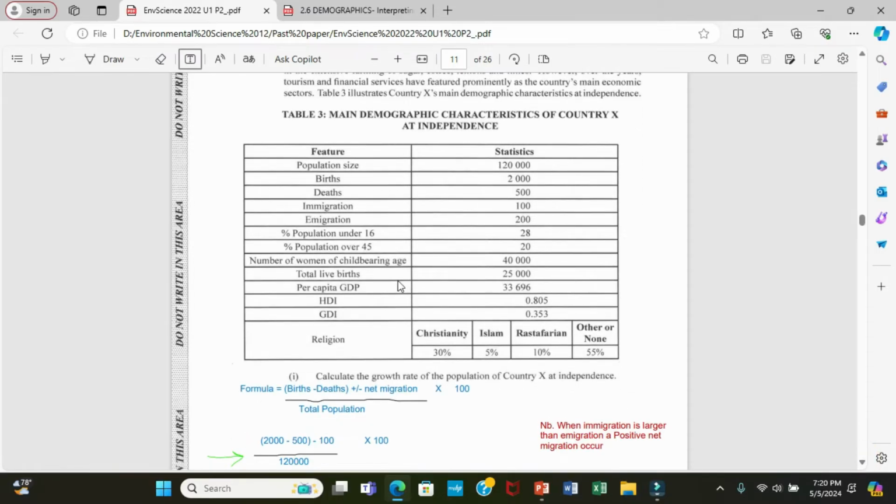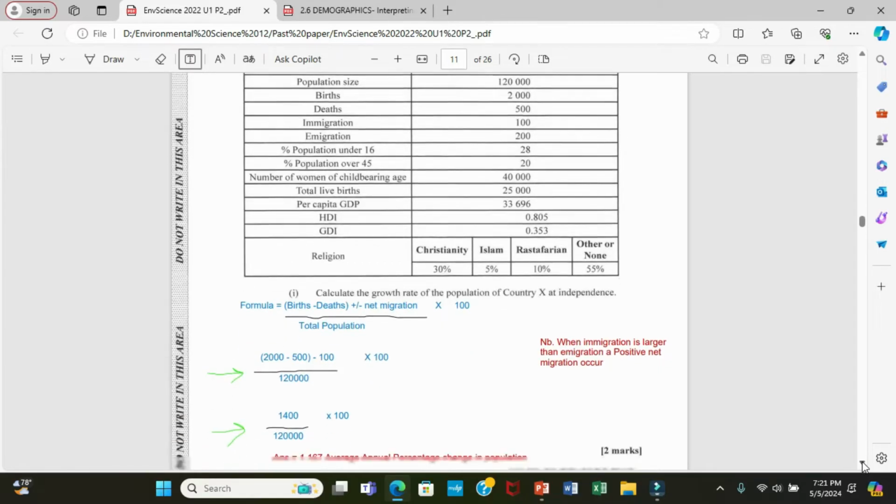Now, what we have to do is to assess the table. Alright, so it says the main demographic characteristic of country X. Now, as you know, demographic characteristics are like the features of a population of the people. So the birth rate, death rate, fertility rates of the population, immigration, emigration, all right, childbearing age. All of these are demographic factors that affect population. All right, so let's move to the first question here.